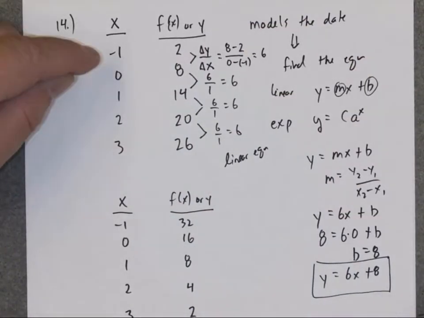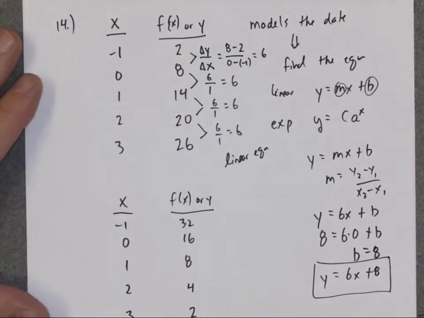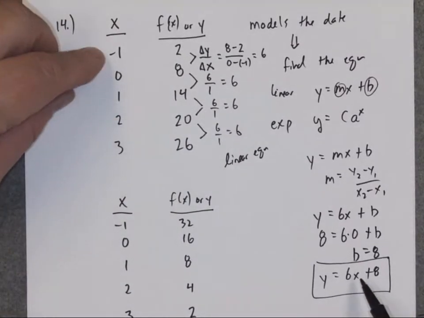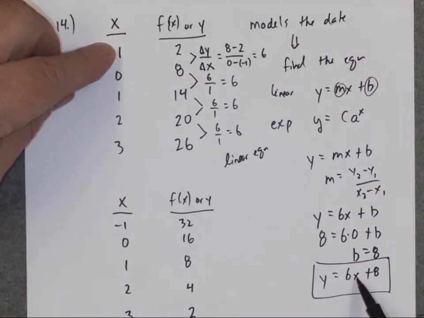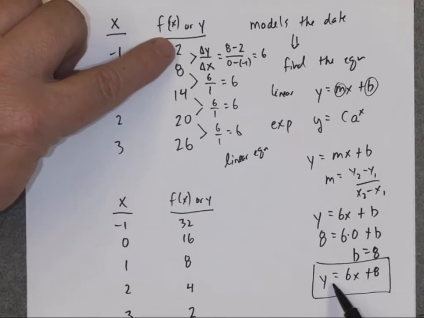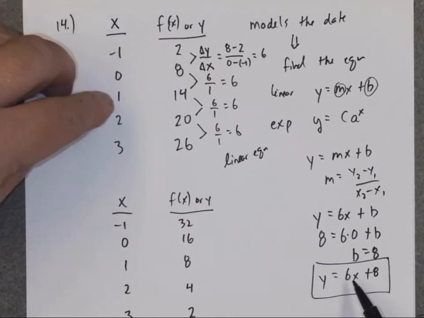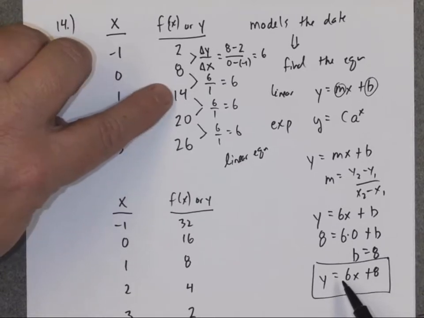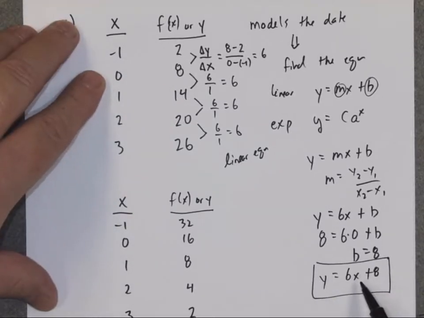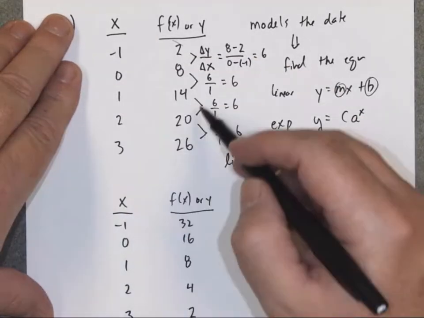In other words, for each row here, if you plug in the value for x into this equation, you'll get the y. If I plug in minus 1 for x here, what's y equal to? 2. If I plug in 0 for x, y is 8. If I plug in 1 for x, it's 14. So now this equation, we say, describes or models this data.